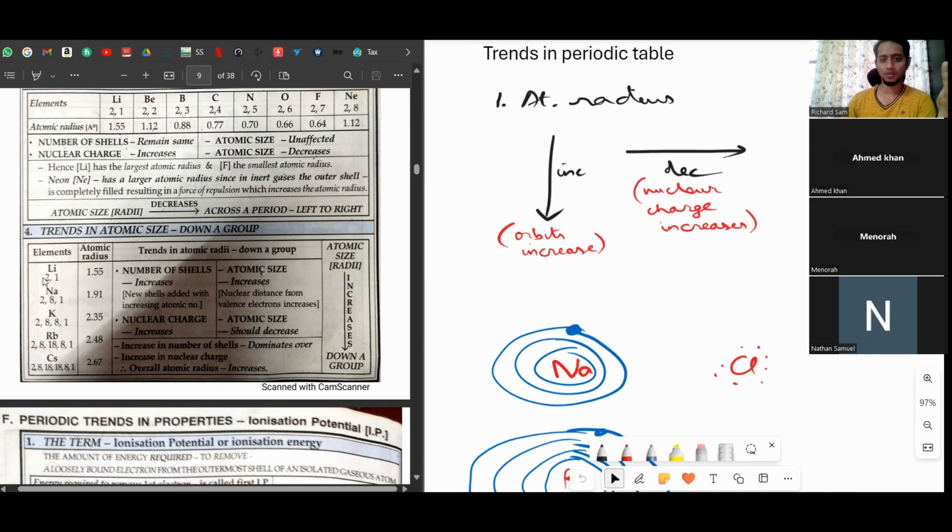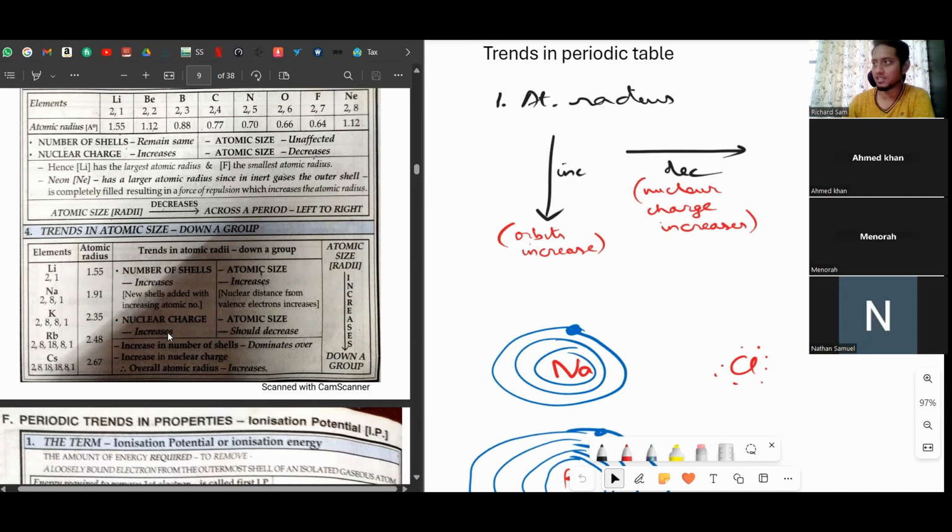Group 1. Right. So here you can see the size. Lithium is 1.55, then 1.91, 2.35, 2.48, and 2.67. So the atomic size is increasing as you go down the group. Reason here: the number of shells increases as you go down, and because of that the atomic size increases.